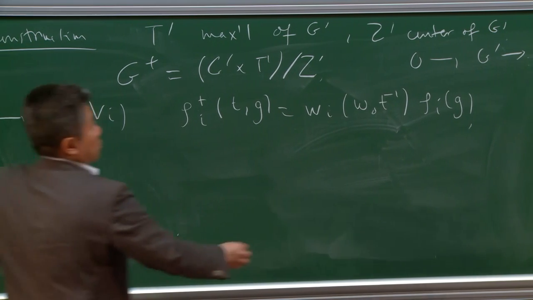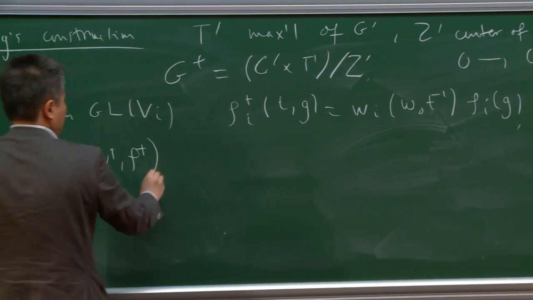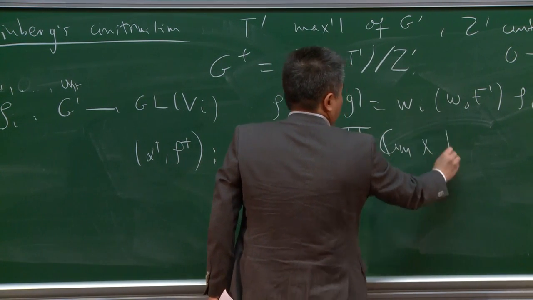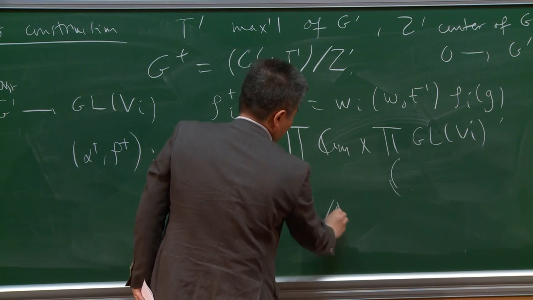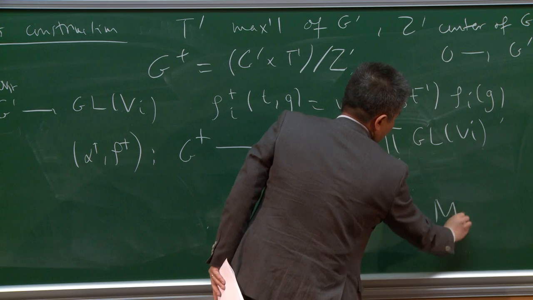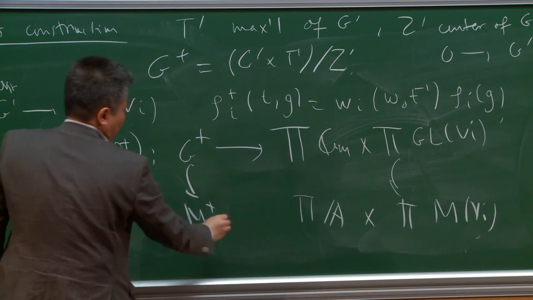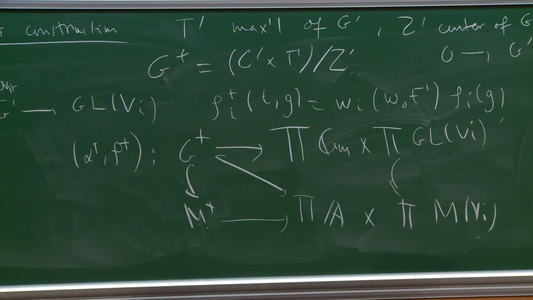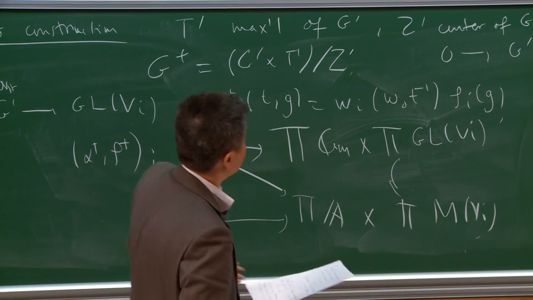Okay. So let's call this alpha plus and this rho plus, and then you have alpha plus, rho plus from G plus to the product of G_m and the product of GL(V_i), which can obviously be embedded into this obvious monoid of matrices. And so M plus is defined to be the closure. So this is an embedding, and M plus is the closure of G plus. In small characteristics, it may happen that M plus is not normal, in which case you want to normalize it. But this is, I think, not a very important issue.